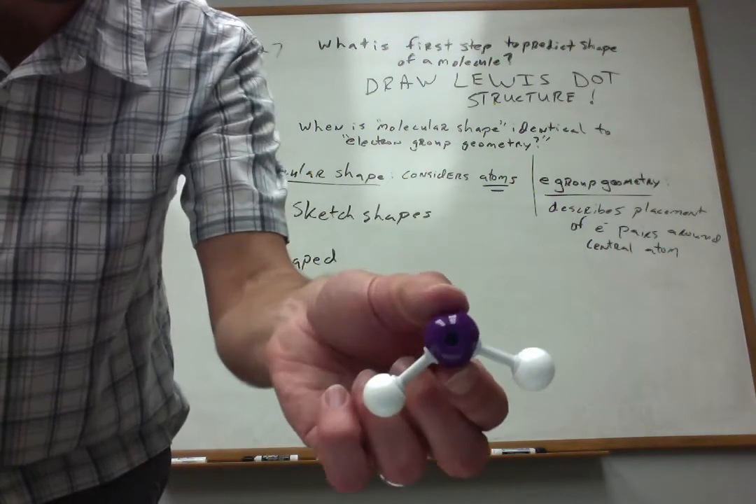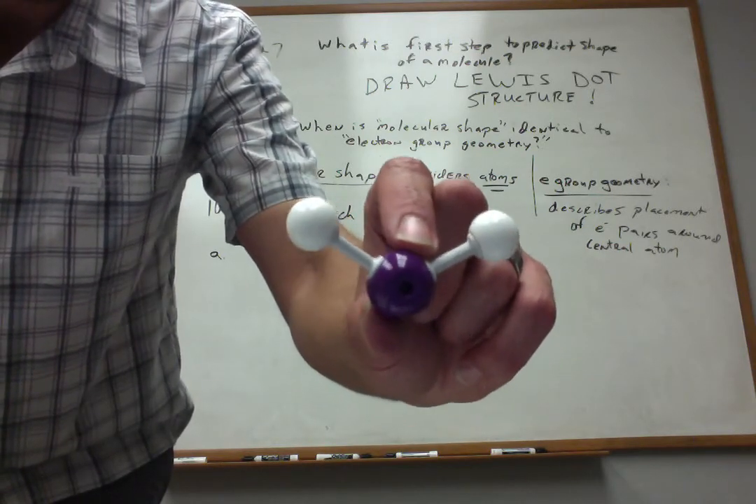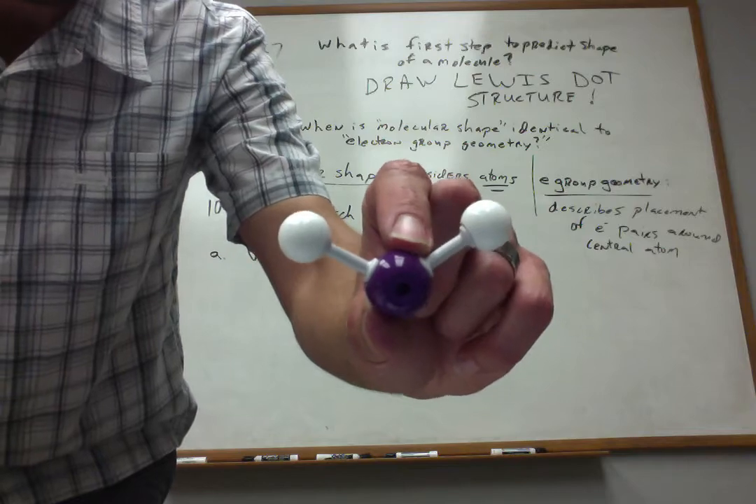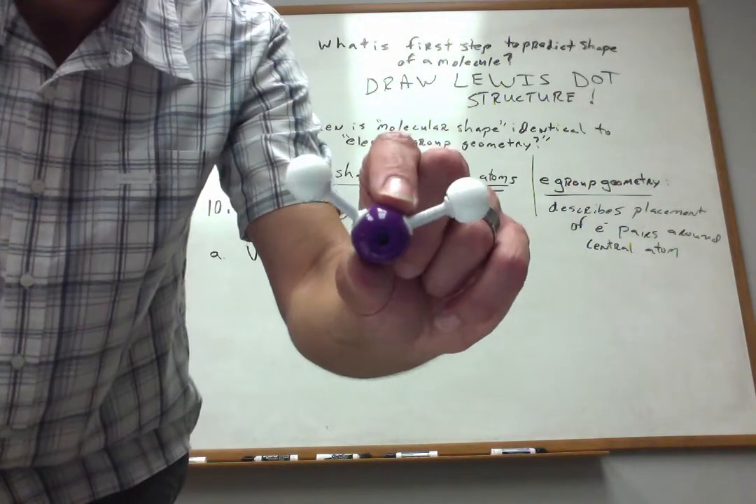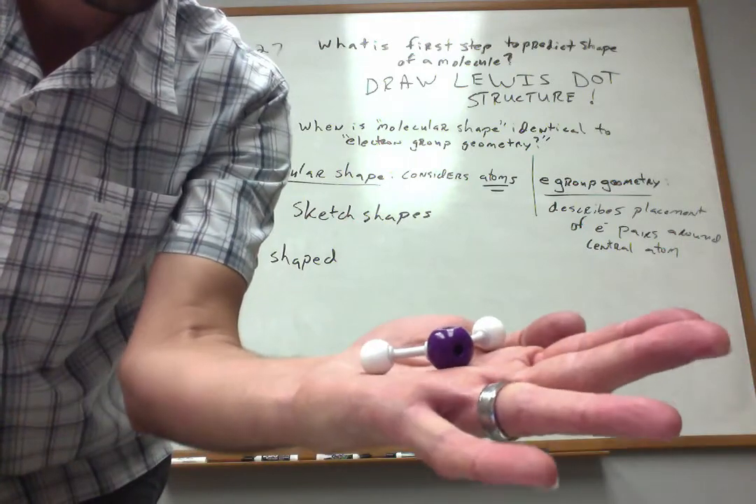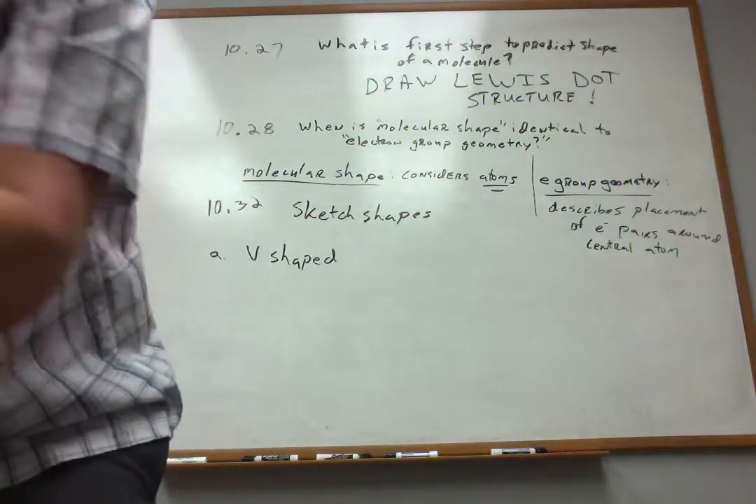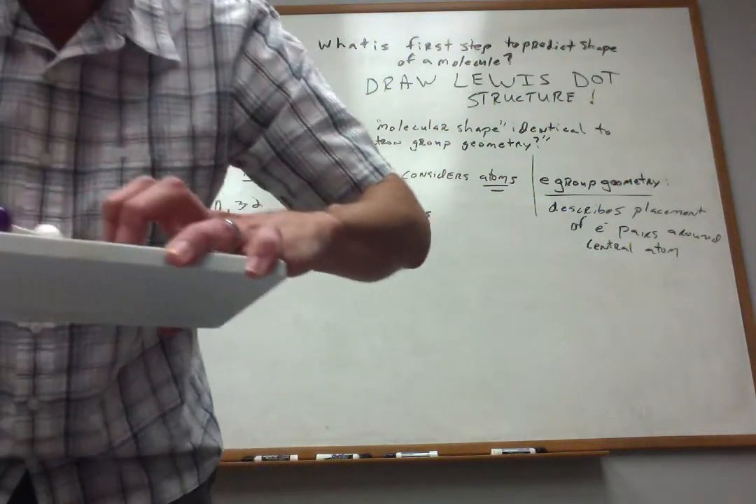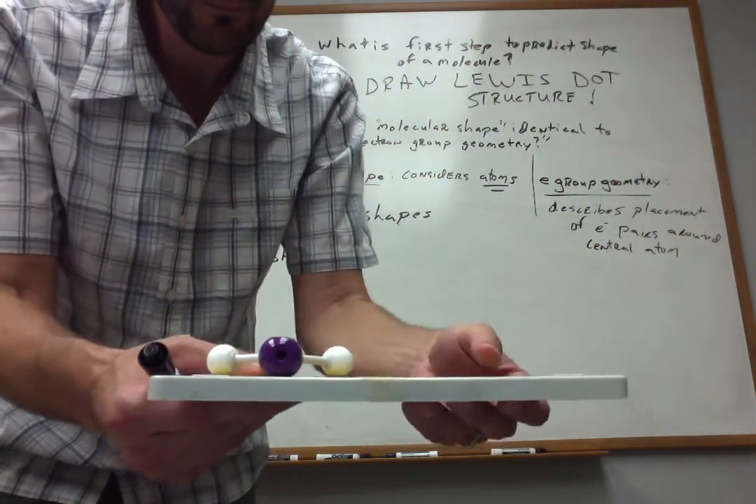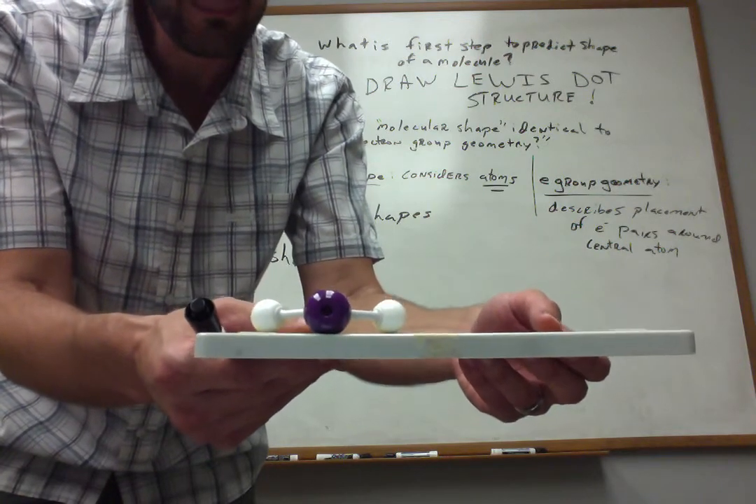But let's say, well, V-shape, why is it V-shape? Let me turn it upside down. It looks like a V, right? Now, what characterizes this V-shape? You see, it looks like a V, but all of the atoms are existing in the same plane, right? I can put a flat surface. In fact, let me use the top of my model box, and you can see that all the atoms are in the same plane.